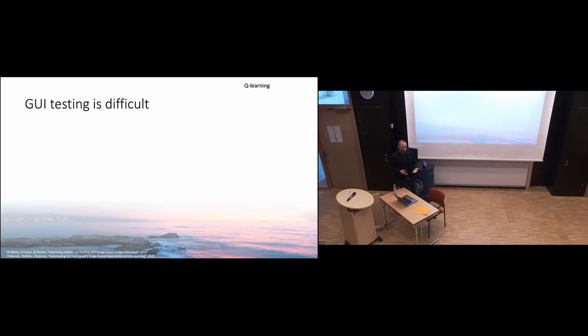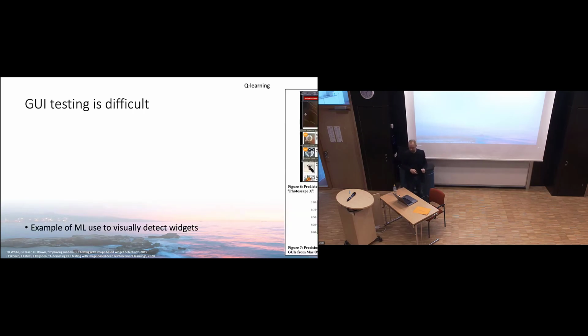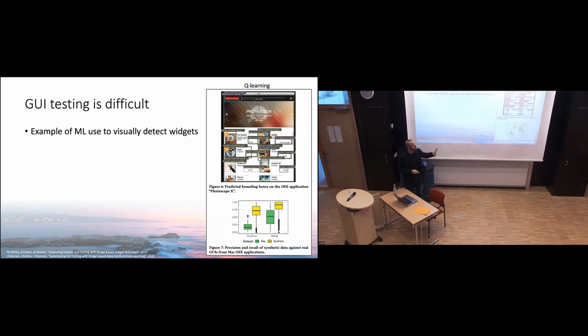However, GUI testing is quite difficult. I mentioned machine learning-based image recognition on the previous slide. Here are some results from a paper that looked into DOM-based machine learning technology. What it tries to do is to identify different types of components on the screen and label them as: this is a button, this is an image, this is other things.